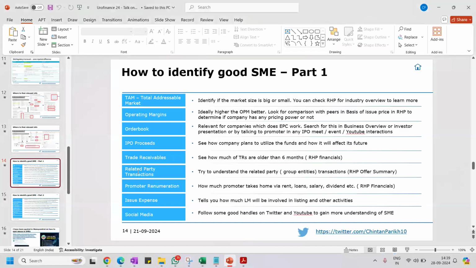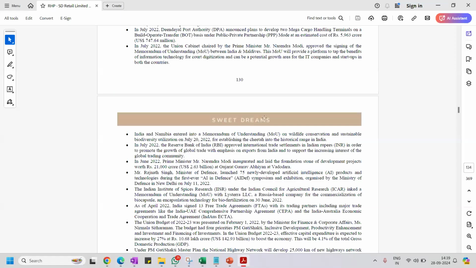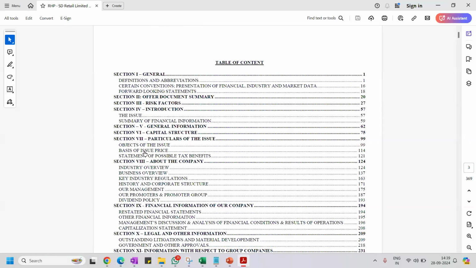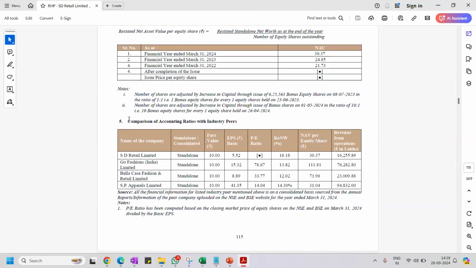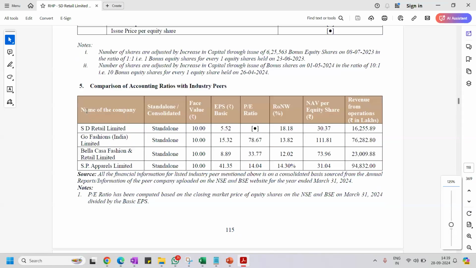So if I go back to this particular RHP once again, you can see over here there is something called basis of issue price. If you go there, you'll be able to see some peer comparison given over here. For an example, I'll just increase the size. You can see that SD Retail has given a peer comparison with Go Fashion, Bella Casa, and SP Apparel. These are all three other listed companies operating in a similar sector.